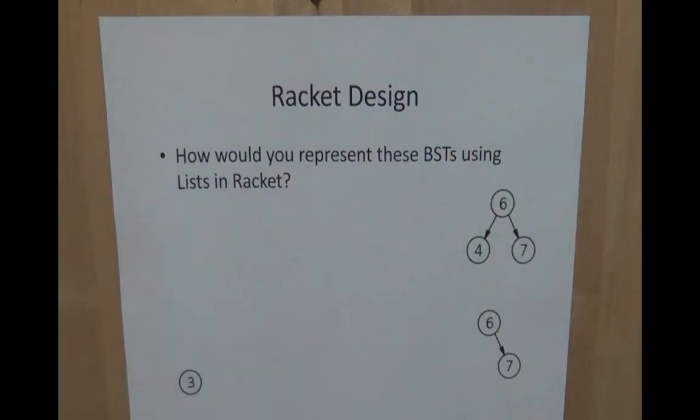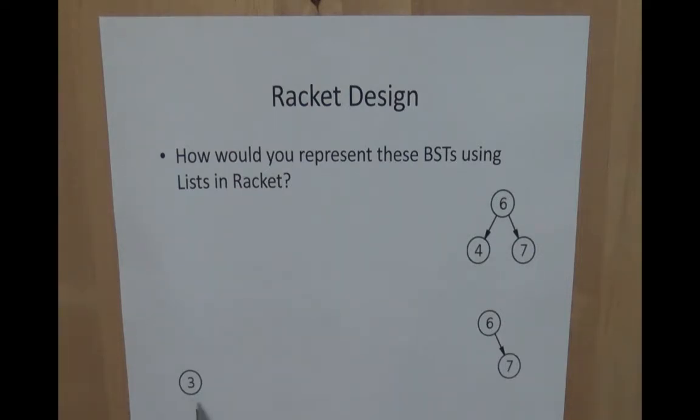Okay, so we've got these three binary search trees here. And I want you to think about how would you represent these using lists in Racket. We have a lot of flexibility when we're working with Java in terms of modeling objects, but we don't have that flexibility in Racket. So how would you use lists? You can pause it and try and draw out how you would do it and try and make it something that would be consistent such that you could write code that could work with this data structure represented in Racket.